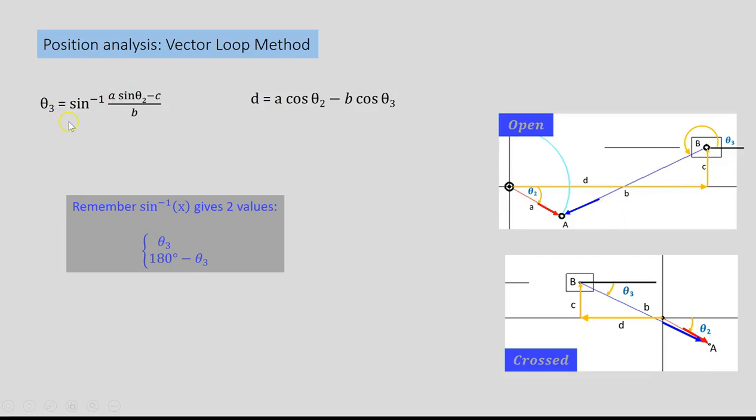Once we identify theta 3, then depending on the value we get, our d will be calculated. So we can see from open configuration, usually the d value is positive. For cross configuration, d's values would be negative. So this negative means the direction of the d vector would be negative.